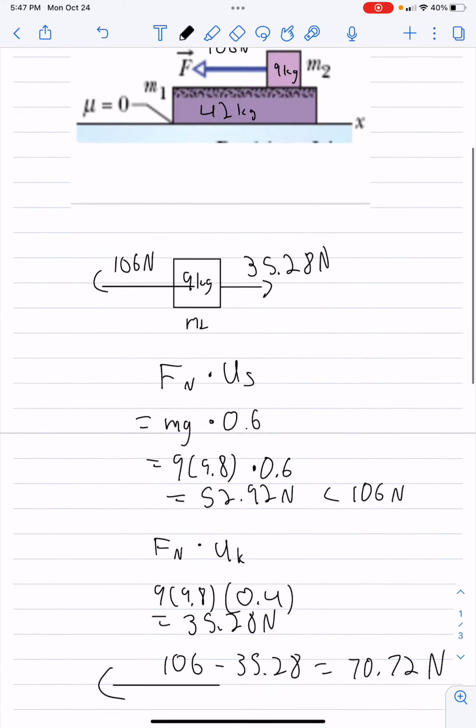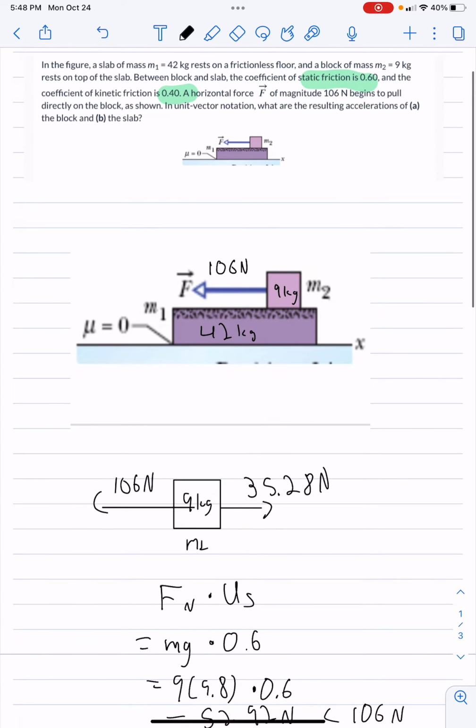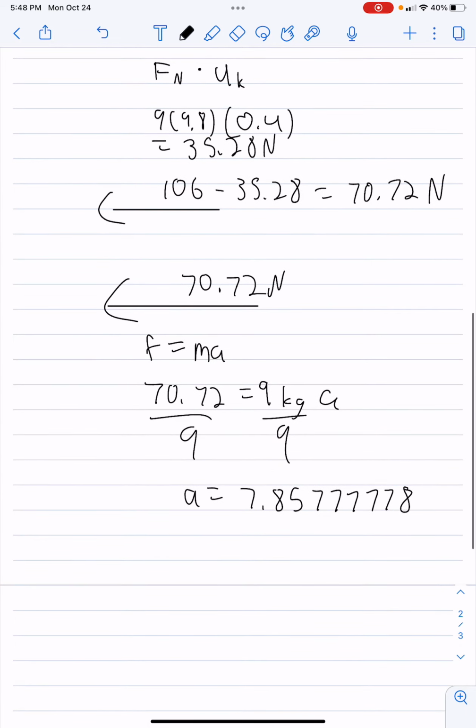Now, if you are answering this for homework in certain random generator programs, it may want you to make this negative because it's moving to the left.